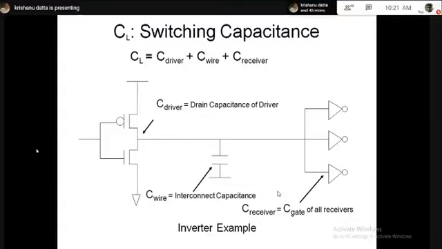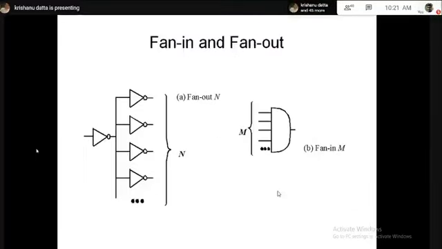Since there is no question, let me go ahead. It's a very simple definition of fan out and fan in. Fan out is how many receivers are connected to a driver. And fan in is, for each digital gate, how many inputs there are. So the definition is very simple: fan out is how many receivers are connected to a driver, and fan in means how many inputs are entering per gate.